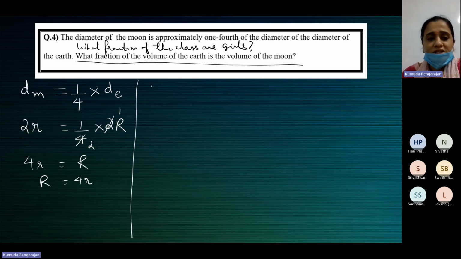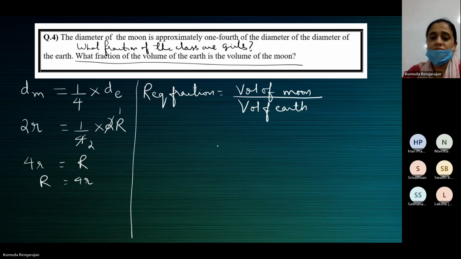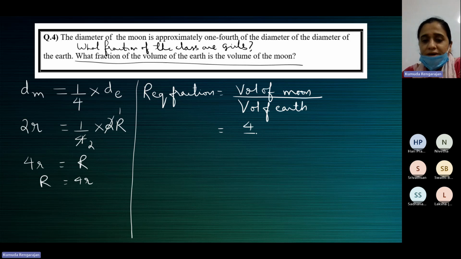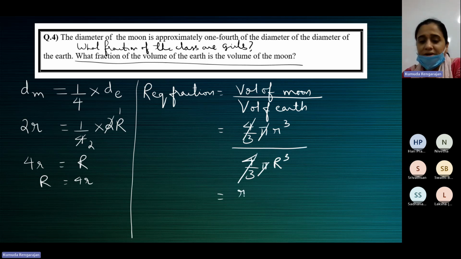Okay, so now the required fraction. Required fraction is equal to volume of moon by volume of earth. What's the volume of the moon? 4 by 3 pi small r cube divided by 4 by 3 pi capital R cube. Correct? 4 by 3 gets cancelled, pi gets cancelled. So we have r cube by r cube, which can be written as r by R the whole cube. Correct?